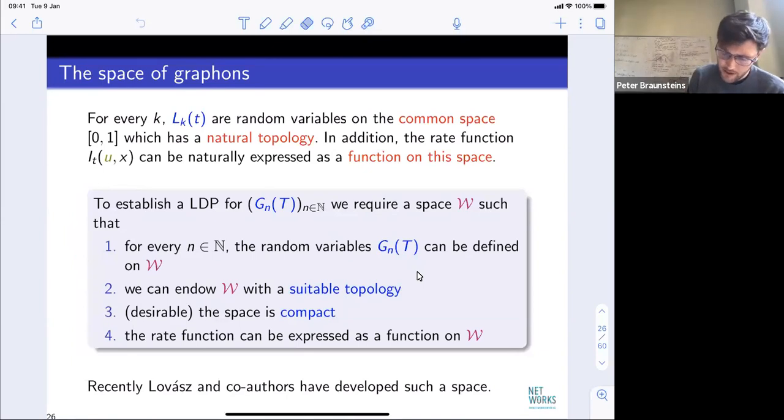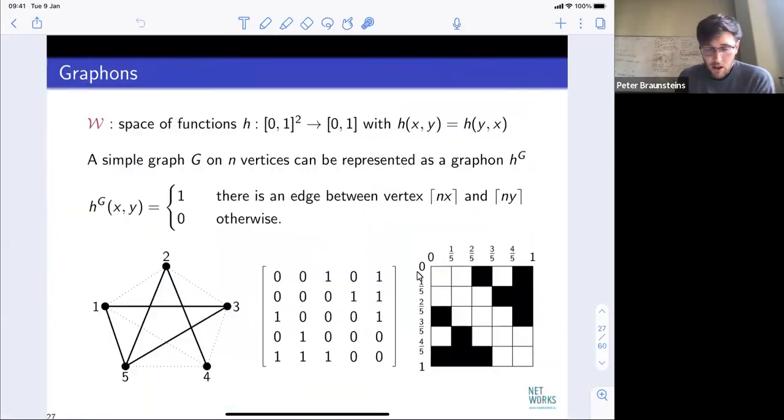Thankfully, recently, this space has been developed by Laszlo Lovász and a number of co-authors. This space has been used in large deviations, which is exactly what I'm going to use it for, but also to solve quite a wide number of problems in graph theory. So this is the space of graphons.